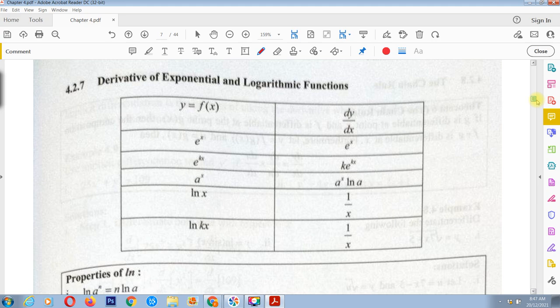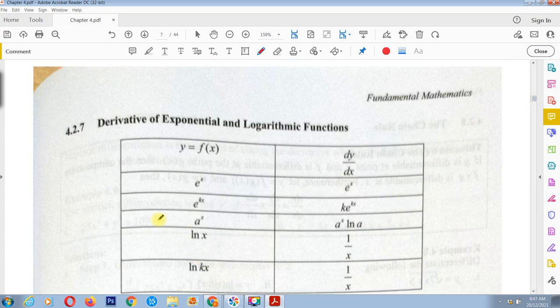Okay, exponential. Exponential also important. If we differentiate exponential, we will get the same thing. If we differentiate e^x, we get e^x. If we differentiate e^(kx), we get k e^(kx). And a^x ln a.